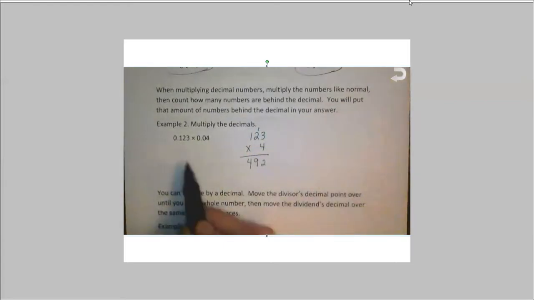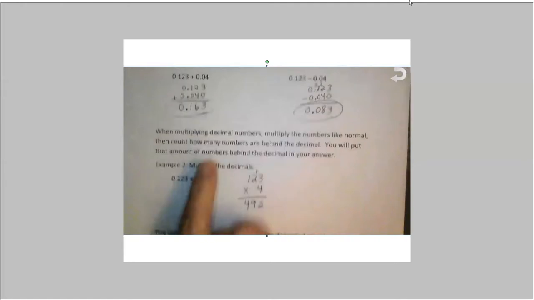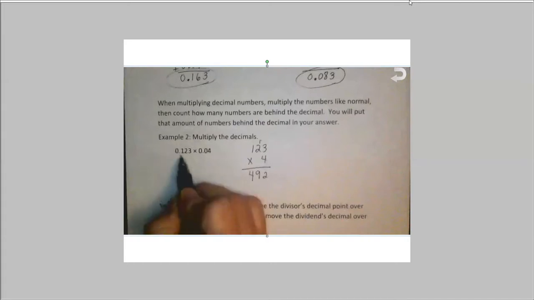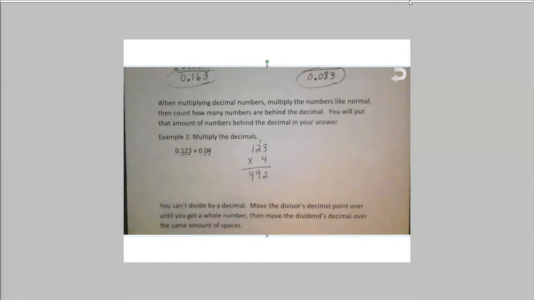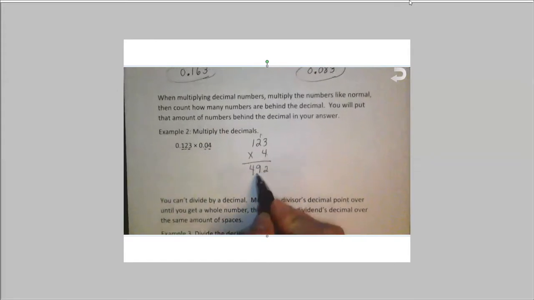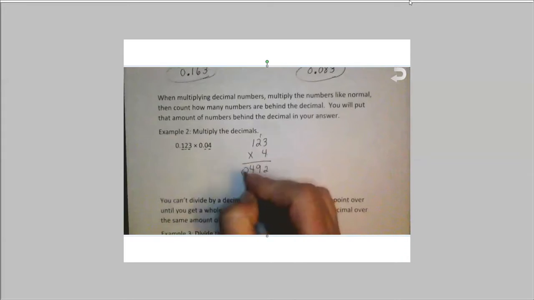But now I've got to decide, where does my decimal go? When we add or subtract, we just bring that decimal straight down, but that's not the case here. You do not have to line up the decimal point when you multiply. So I've got to count. There are 1, 2, 3, 4, 5 numbers behind the decimal. So I have to put 1, 2, 3, 4, 5 numbers behind that decimal.